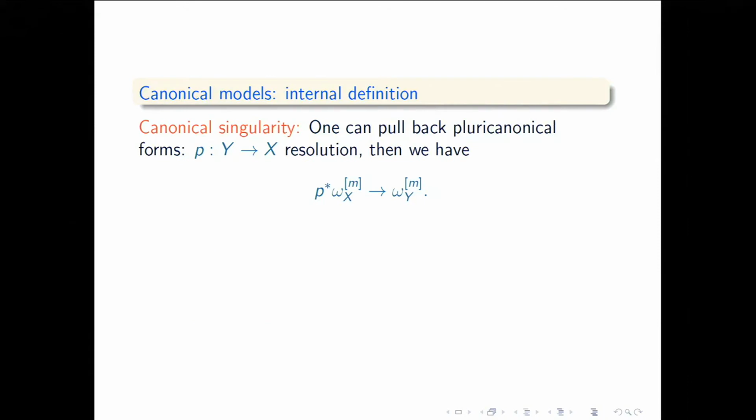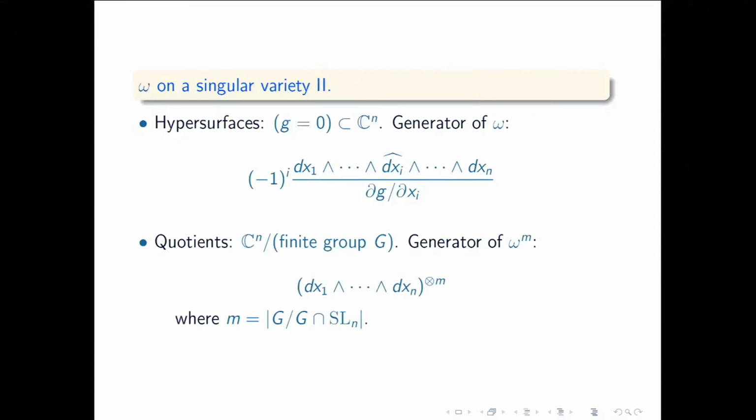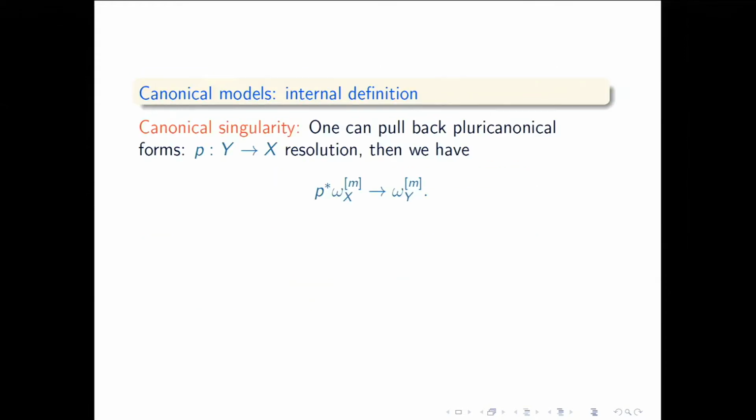So now, what's the internal definition of canonical models? If you have smooth varieties, then you can always pull back differential forms. If there's a differential form on the target, you can pull back. But for singular varieties, you have to worry about it. Maybe if you look at the previous slide, this suggests that if you pull back something that has a denominator, you can pick up some unexpected poles along the exceptional set. And indeed that happens in general, but the right class of singularities for us, the canonical singularities, is when the pullback actually works.